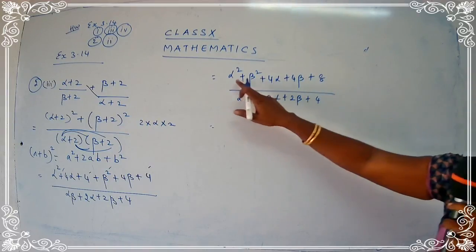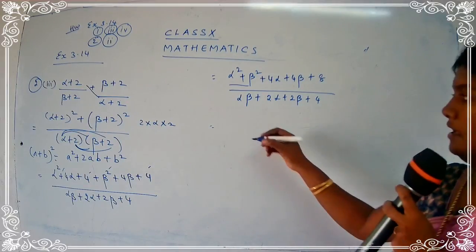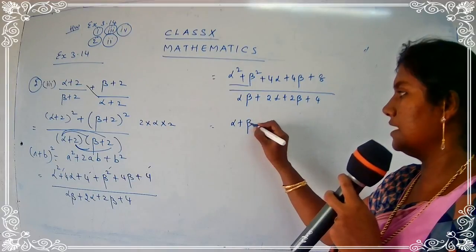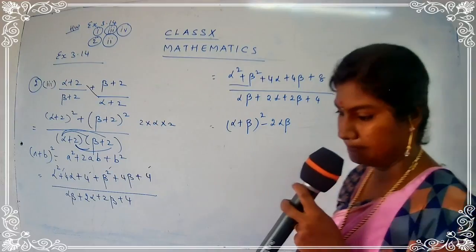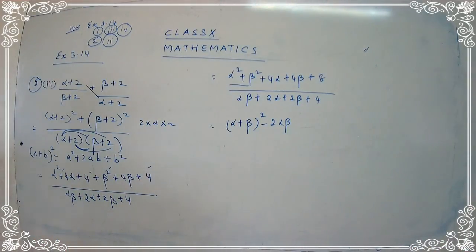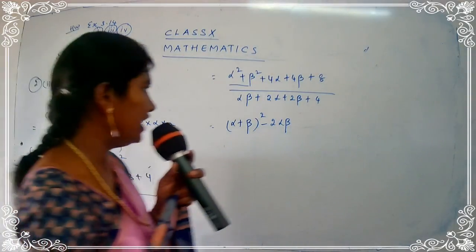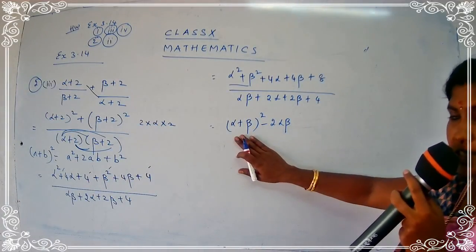So, here what is the first two term? Alpha square plus beta square. What is the formula for alpha square plus beta square, children? Yes, good, very good. Alpha plus beta the whole square minus 2 alpha beta. What is the formula for alpha square plus beta square? Alpha plus beta the whole square minus 2 alpha beta. Okay, so I have changed alpha square plus beta square in terms of alpha plus beta and alpha beta.